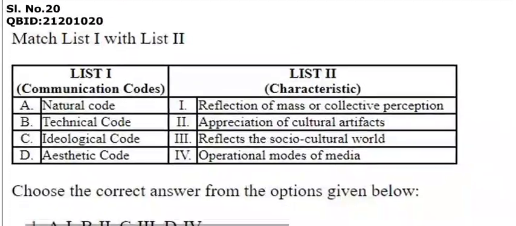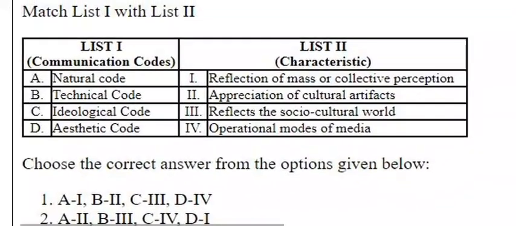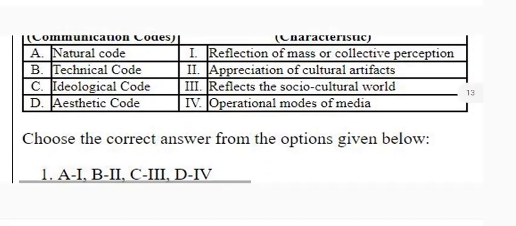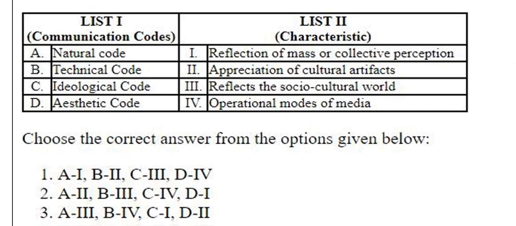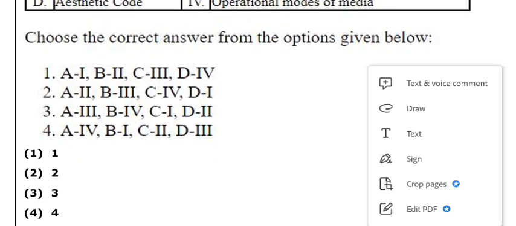Next, 20 says, we have two lists. In list 1 we have communication codes, in list 2 we have characteristic. Natural code, technical code, ideological code, aesthetic code. Characteristics are reflection of mass or collective perception, appreciation of cultural artifacts, reflects the socio-cultural world, operational modes of media. So C will be correct. A3, B4, C1, D2.